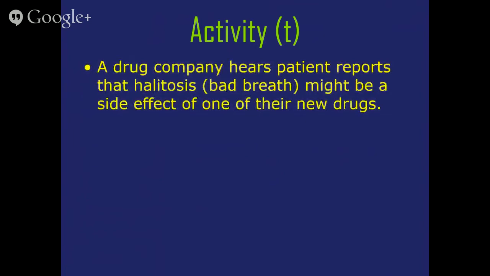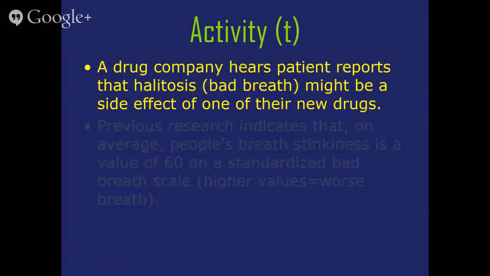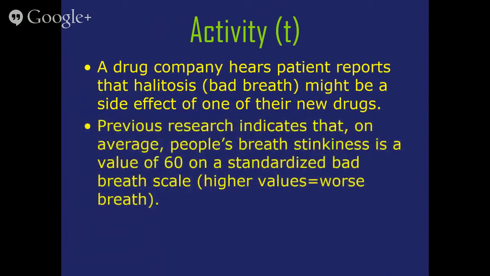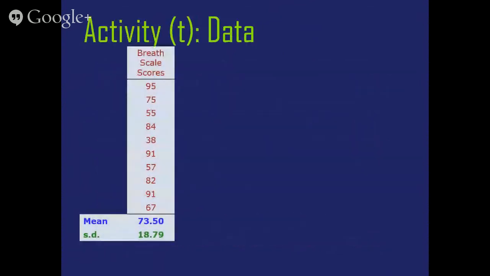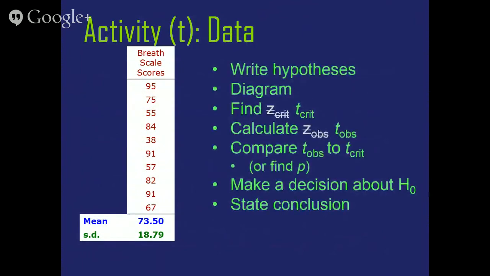So let's go through this again. Drug company, here's patient reports that bad breath, etc., etc. So now we change it a little bit. We have the previous research, we have the population value of 60, but we don't know what the population standard deviation is. We have the same setup though. So here's our data. Now what do we have instead? We don't have a population standard deviation, but we have a sample standard deviation. And we're going to use t all the way through, not z.